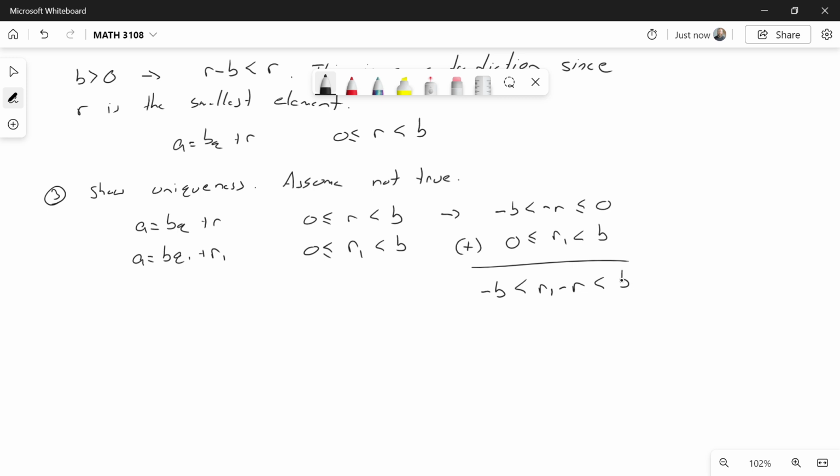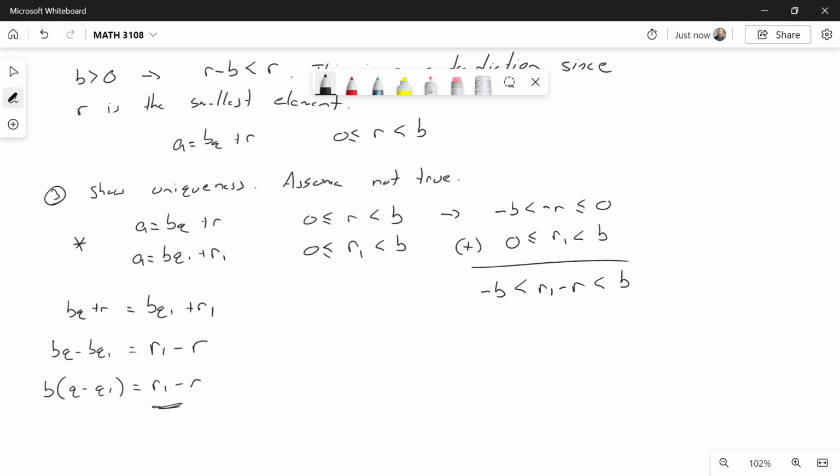Now, how we're going to do that is we're going to use this condition that we have these two ways of decomposing a. Since they're both equal to a, I should be able to set them equal to one another. So BQ plus R is equal to BQ sub 1 plus R sub 1. My B's and my Q's to one side, my R's to the other side. So this is BQ minus BQ sub 1 is equal to R1 minus R. And we can factor out the B's on the left-hand side. So this is B times Q minus Q1 is equal to R1 minus R.